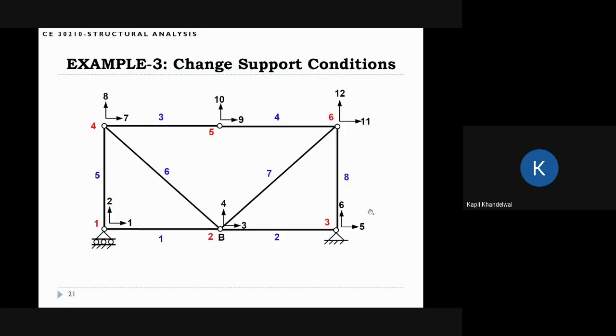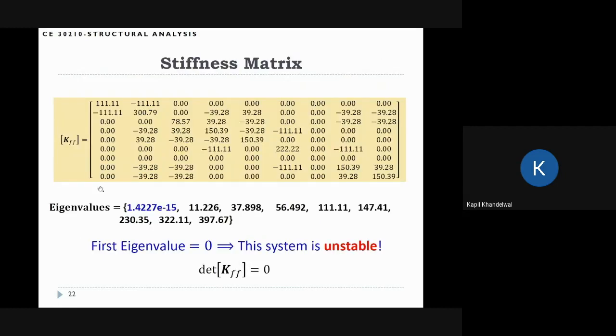And finally, these are the degrees of freedom and element and node numbering. It's the same. Nothing has changed here. And this is the new KFF for the new structure. And these are all the eigenvalues. It's very interesting. Still, we have one eigenvalue that is 0 or very close to 0. So the first eigenvalue is 0. This system is still unstable.